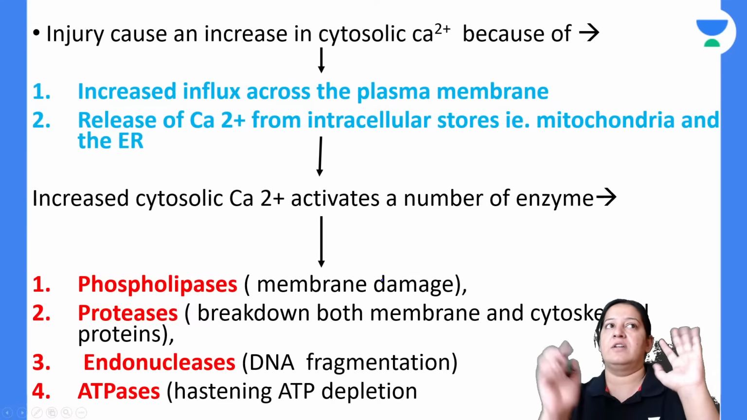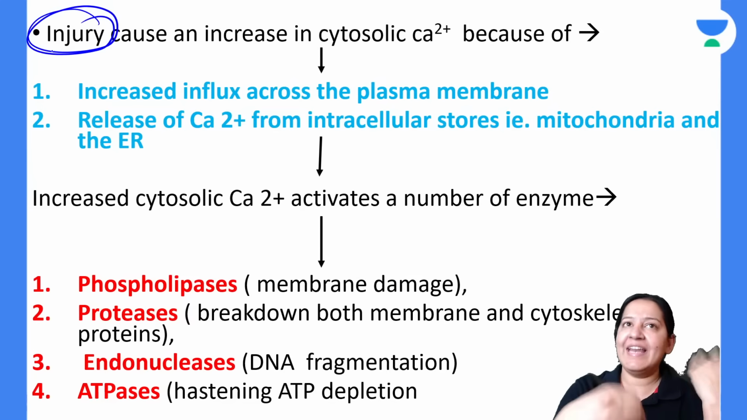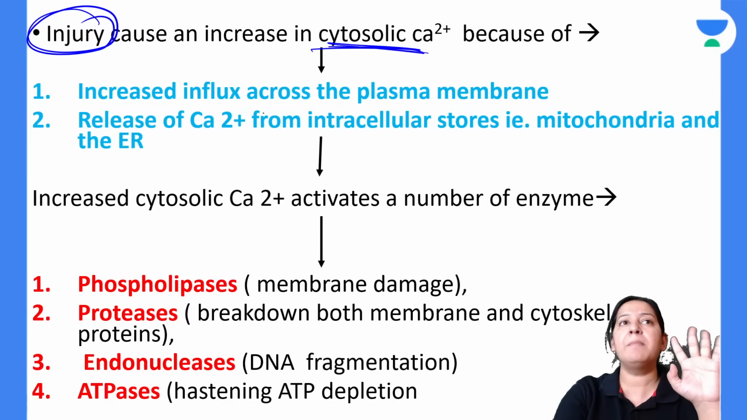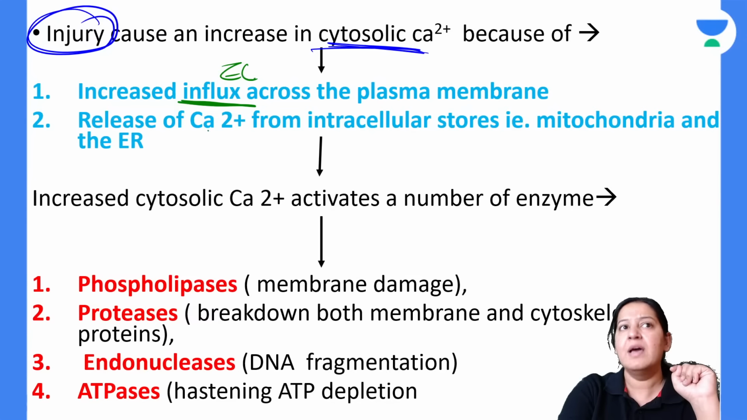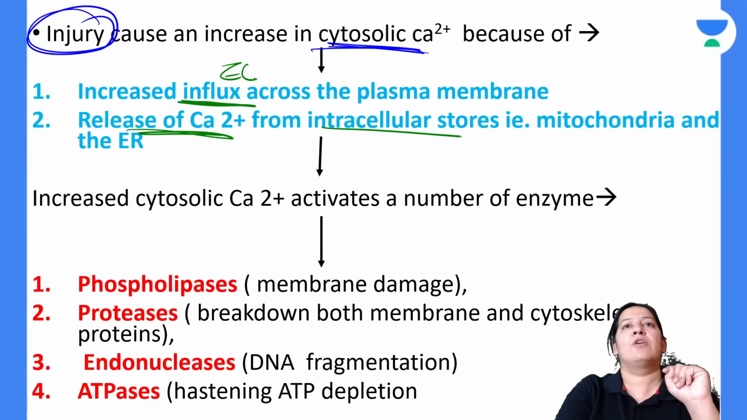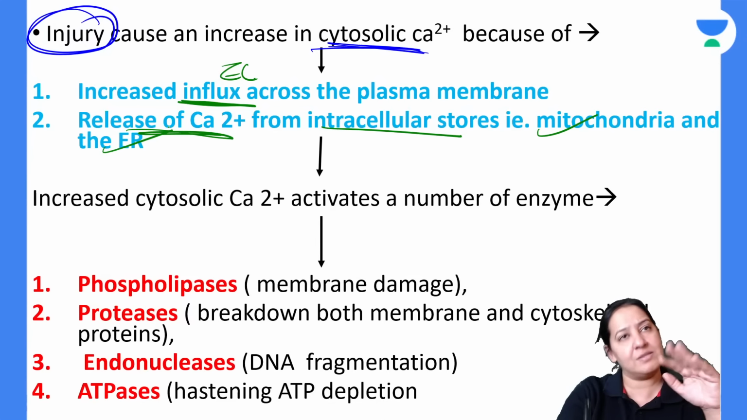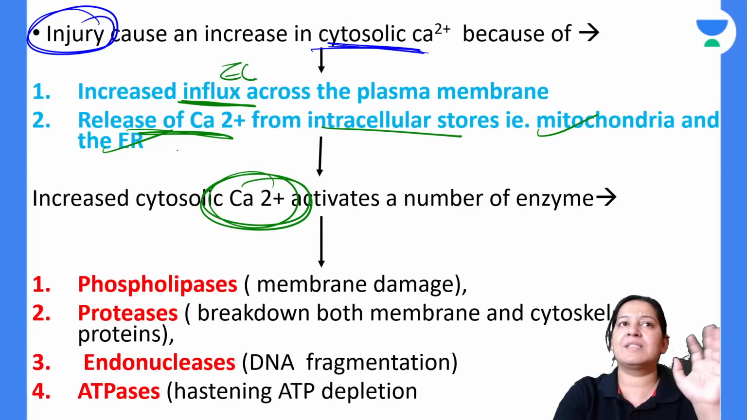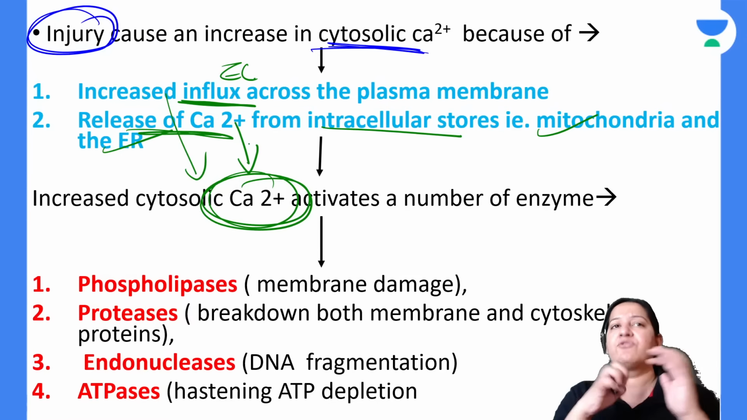Now, this is the flow chart. So due to any injury, the cytoplasmic calcium will increase because of two things. What are the two things that will increase cytoplasmic calcium? Because of influx of calcium, the extracellular calcium is coming in, and release of calcium from the intracellular stores. That is, mitochondria and endoplasmic reticulum are also releasing calcium. So calcium in the cytoplasm is coming extracellularly as well as intracellularly.